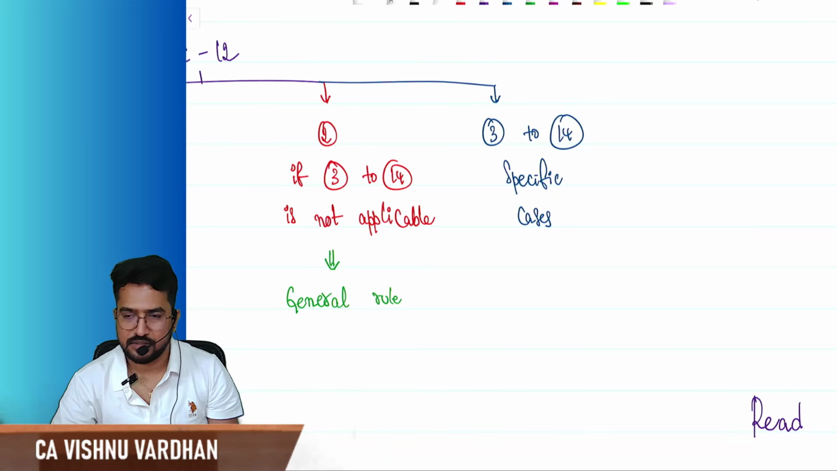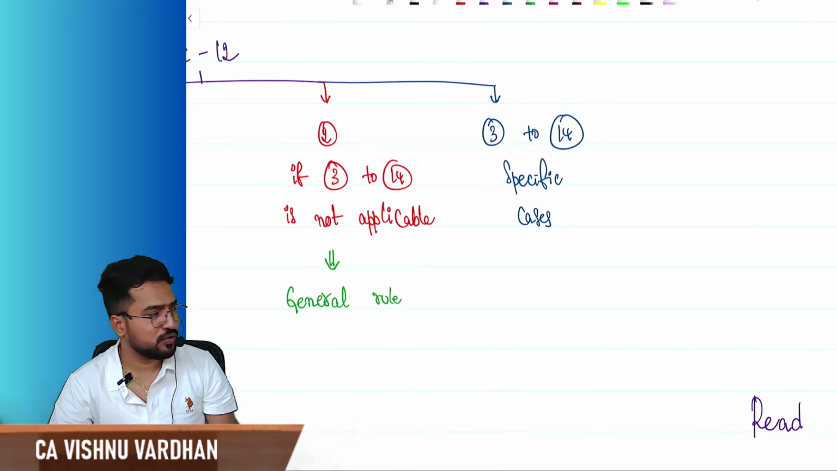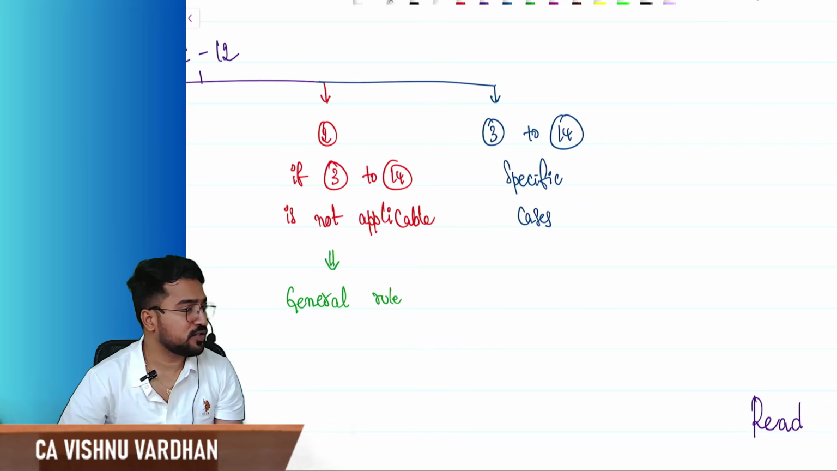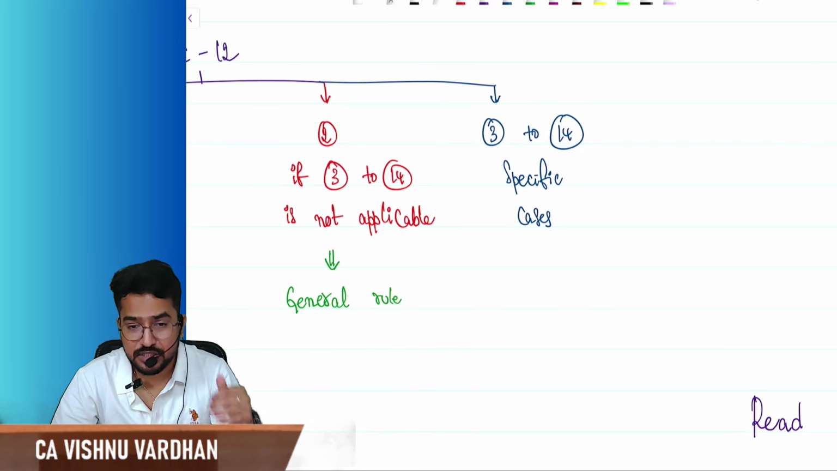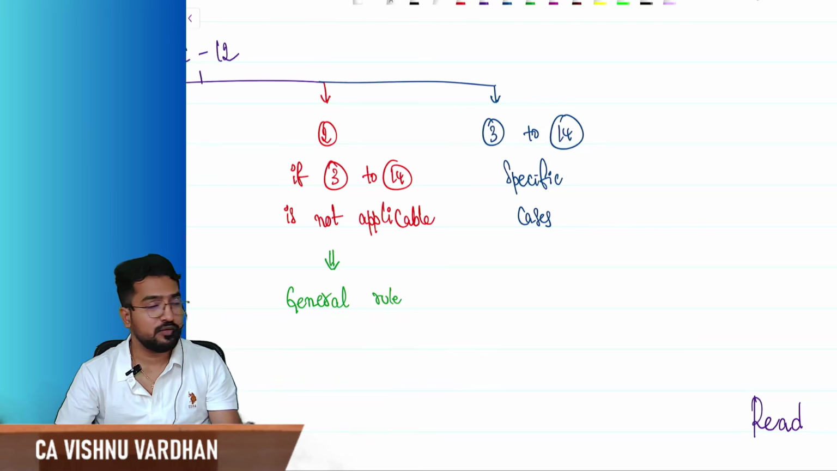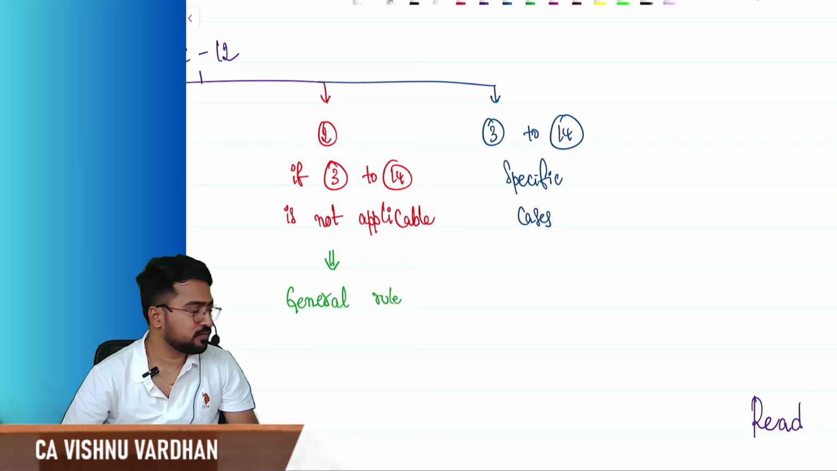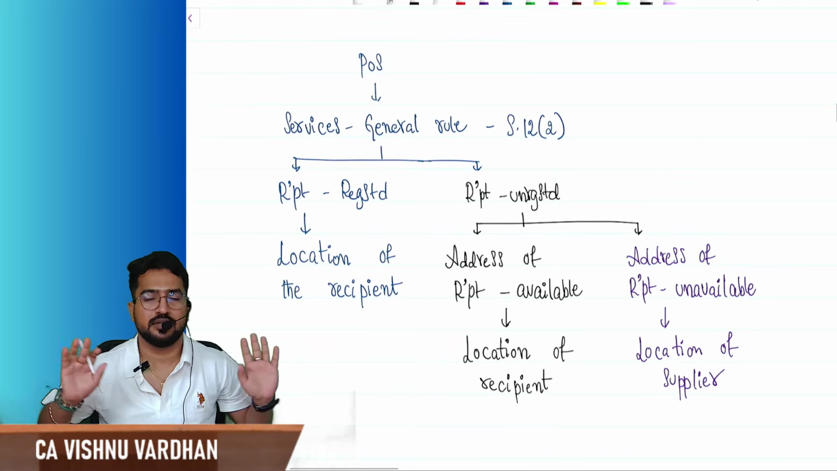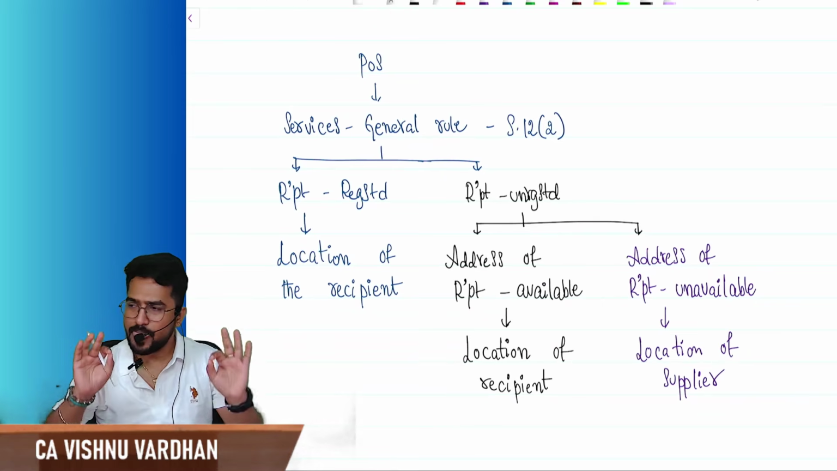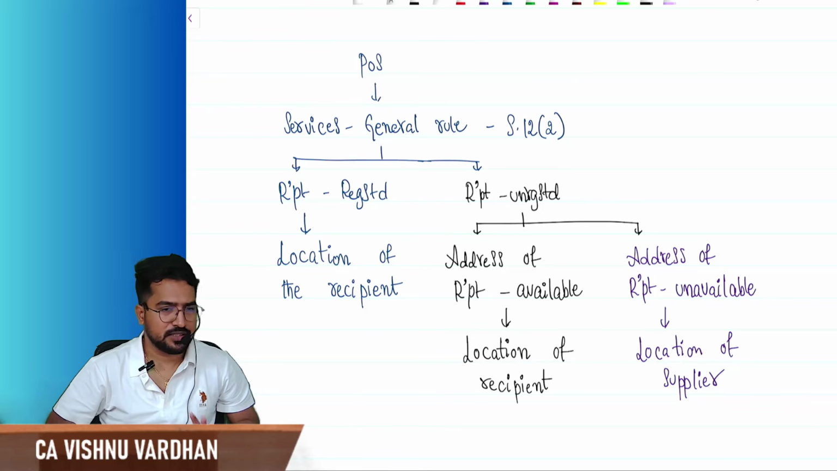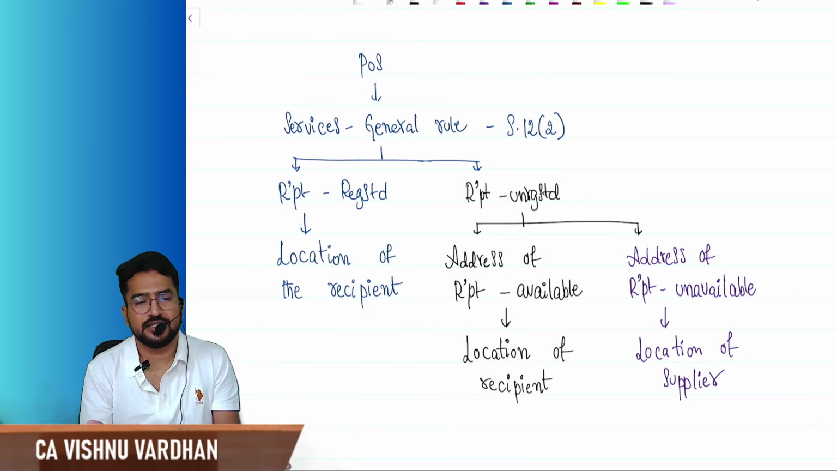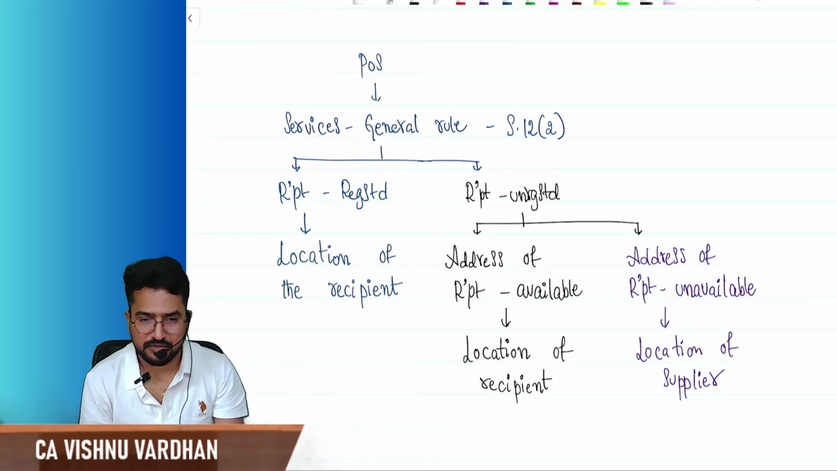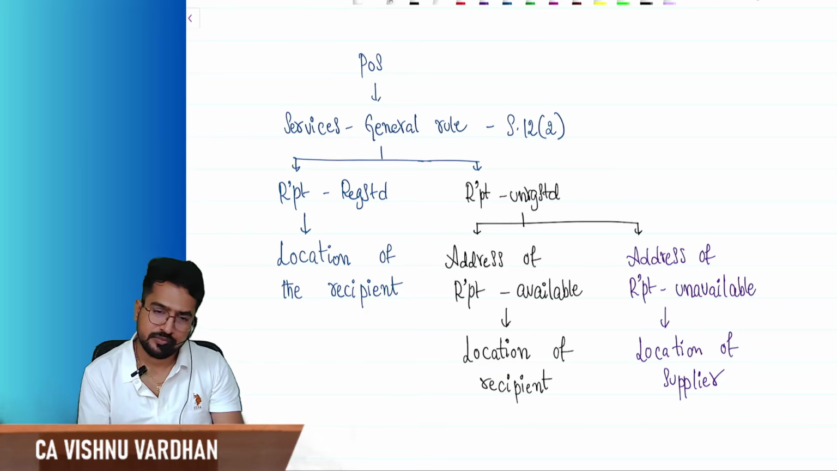For example, subsection 3 talks about immovable property. Subsection 4 talks about performance-based services. Subsection 5, a different one. Chartered accountant services, nowhere do we have a separate subsection for that. So we will go to what? Subsection 2, the general rule. The general rule is simple. What is the general rule talking about? It says, if the recipient is registered, the location of the recipient where he is registered will be the place of supply. Not registered, whatever you have as his address in your records will be the place of supply. If you don't have his address, the location of the supplier.